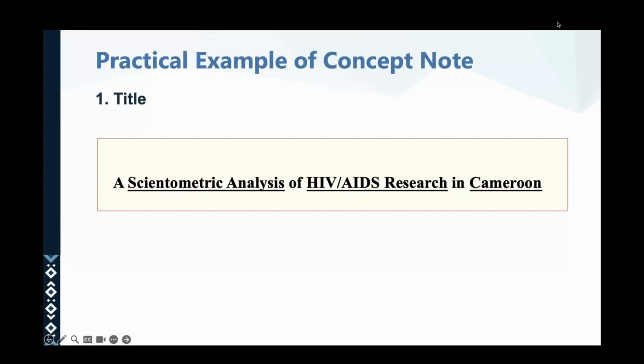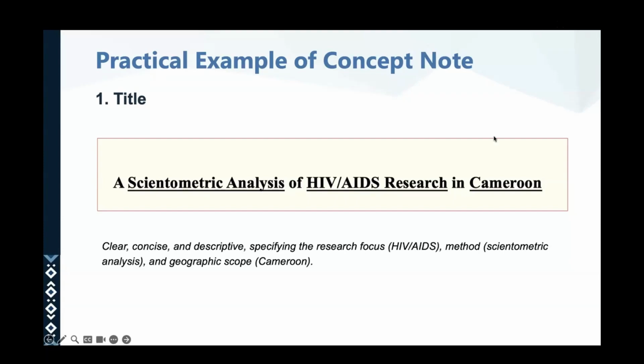And from this title, you can see that it's clear, it's concise, it's quite descriptive, and it specifies the research area, HIV/AIDS, the methods that we are using, scientometric analysis, and the setting or the geographical scope. So just from the title alone, someone can have a very good sense of what the rest of the topic is. So always try to get a title that is quite clear and that captures the essence of your work. And you can also notice that from this very title, you get a sense of what the study purpose is and what the context is in general.